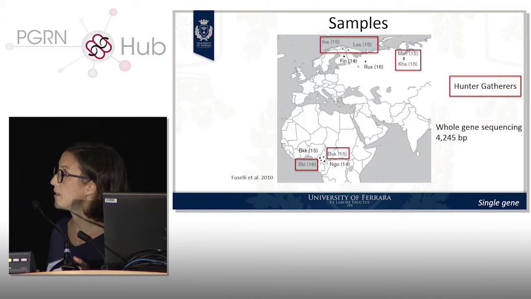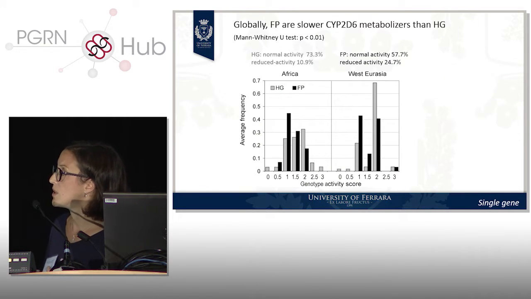So here we had hunter-gatherers compared to what we will call food producers, present-day, of course, hunter-gatherers, in this region of the world that we will call West Eurasia, and here we had a similar set of samples in Africa. And what we did was to sequence the whole gene, the whole CYP2D6 gene, including introns, so also the non-coding variants. And here you see the first result of this survey.